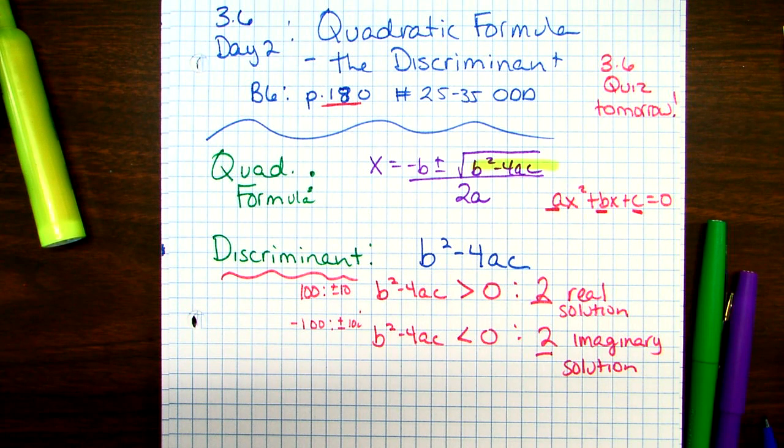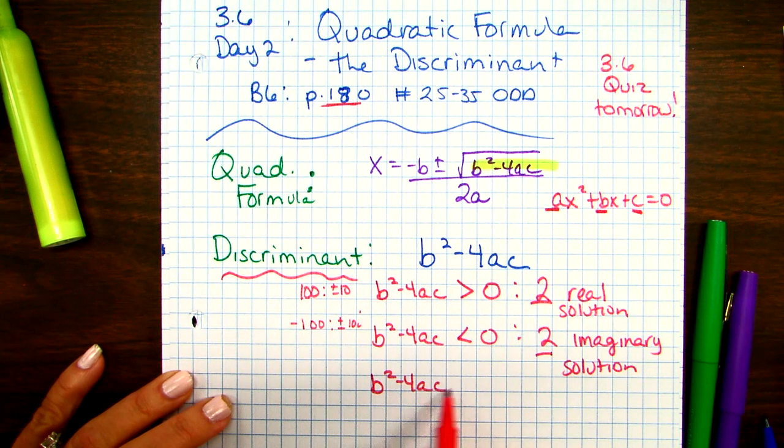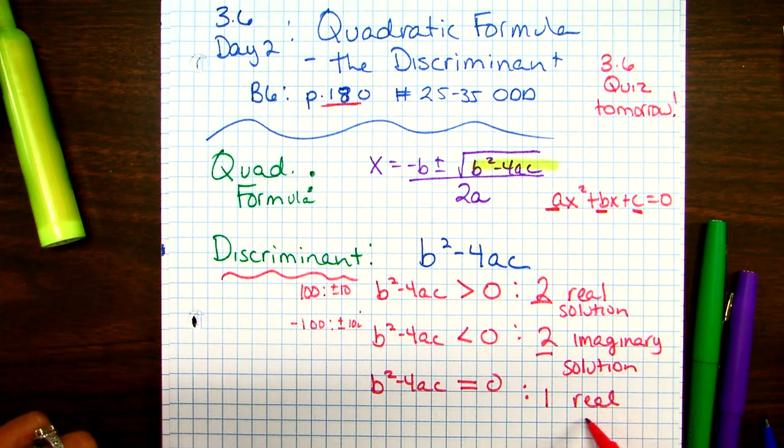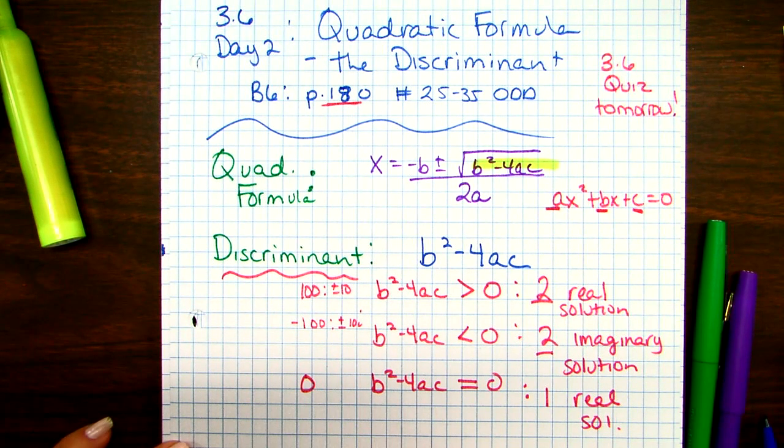Can anybody think of one more type we would get? I don't think we had one yesterday. Yes. If your discriminant is equal to zero, why don't we get two solutions? We only get one, and it's going to be real, but why? Because zero is the only number in the world that doesn't have a positive and a negative. So if you get the square root of zero, the answer is just zero. We never put a plus or minus in front of a zero. So if you do your discriminant and you got an answer of zero, you would say one real solution.